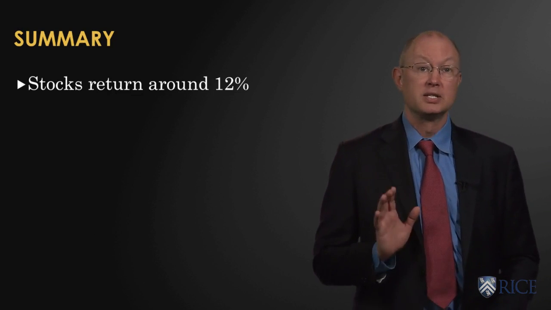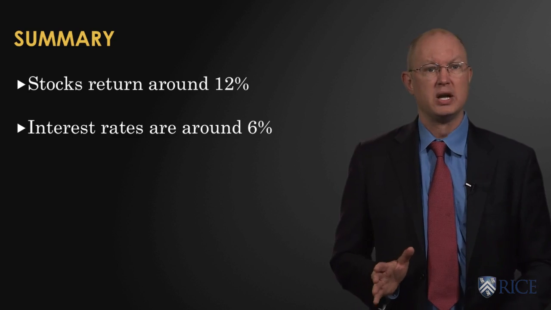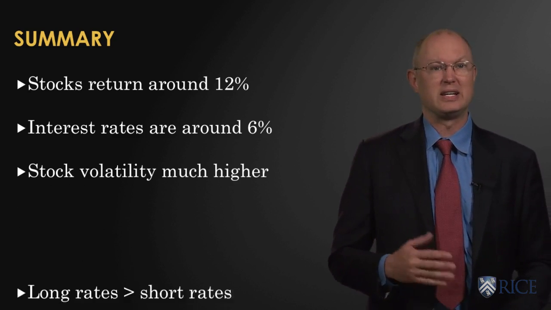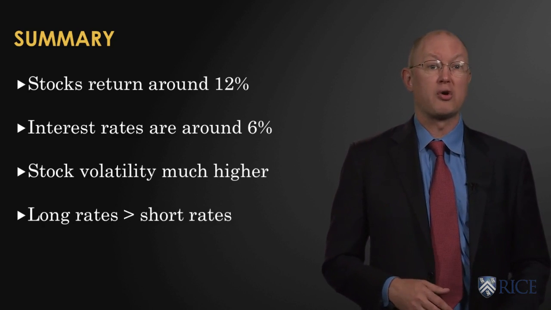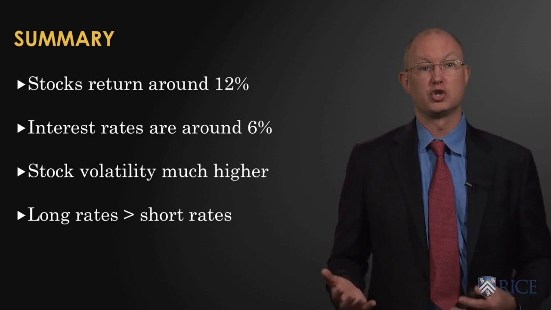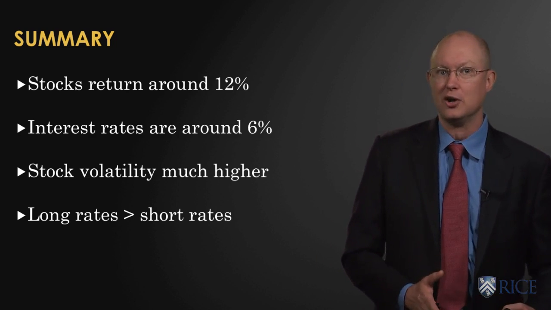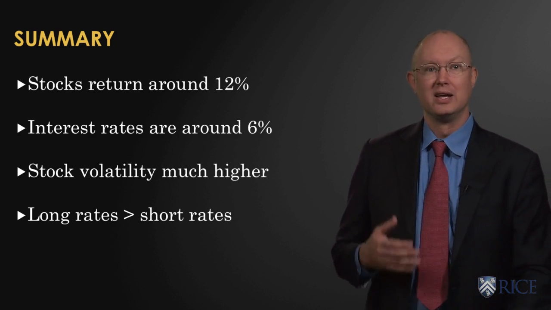To sum up, stocks returned around 11 or 12%. Interest rates were around 6% historically. Stock volatility is much higher, and long rates tend to be higher than short rates. We're going to use that information now to try and put actual rates on equity and debt in the next lesson.